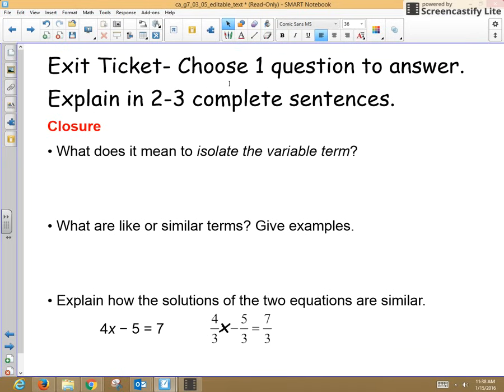Now, your exit ticket today, I just want you to choose one question to answer and explain it in 2 to 3 complete sentences. So the first question says, what does it mean to isolate the variable term? Number 2, what are like or similar terms, and give some examples. Or you can answer number 3. Explain how the solutions of these 2 equations are similar. 4x minus 5 equals 7. And compare that with 4/3 x minus 5/3 equals 7/3. So go ahead and take a moment to pause the video.